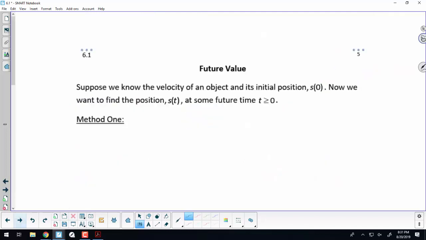So future value, we're going to look at that as well. One of these methods you have done before. You might remember those initial value problems in Calc 1. If you're in physics, you've done those. But in Calc 1, it was sort of like a brief introduction into differential equations. So we're going to look at both methods. Method 1, I guess we're just using an antiderivative.